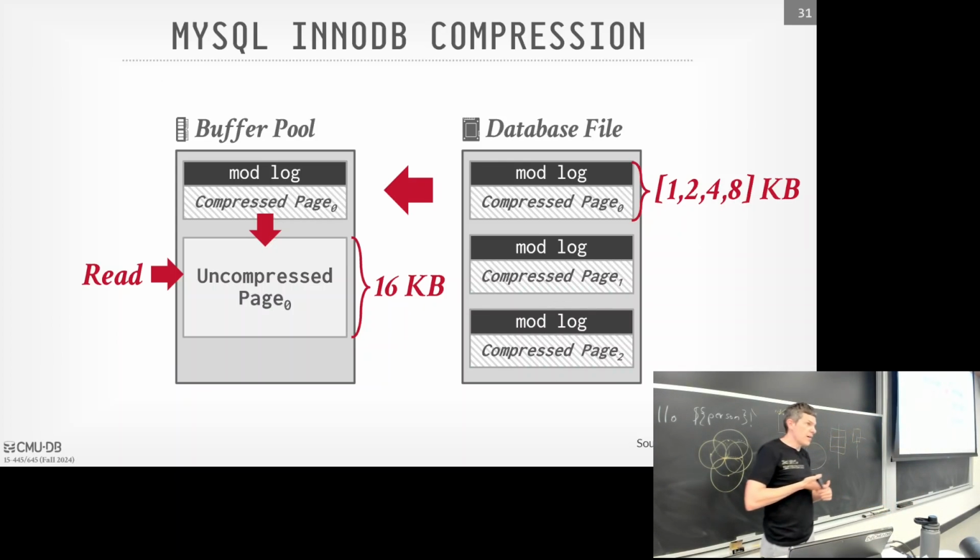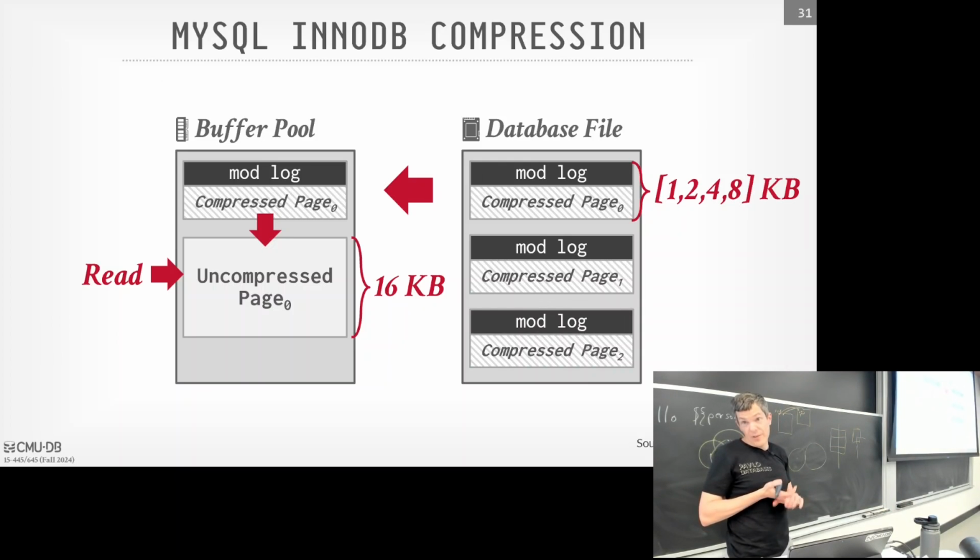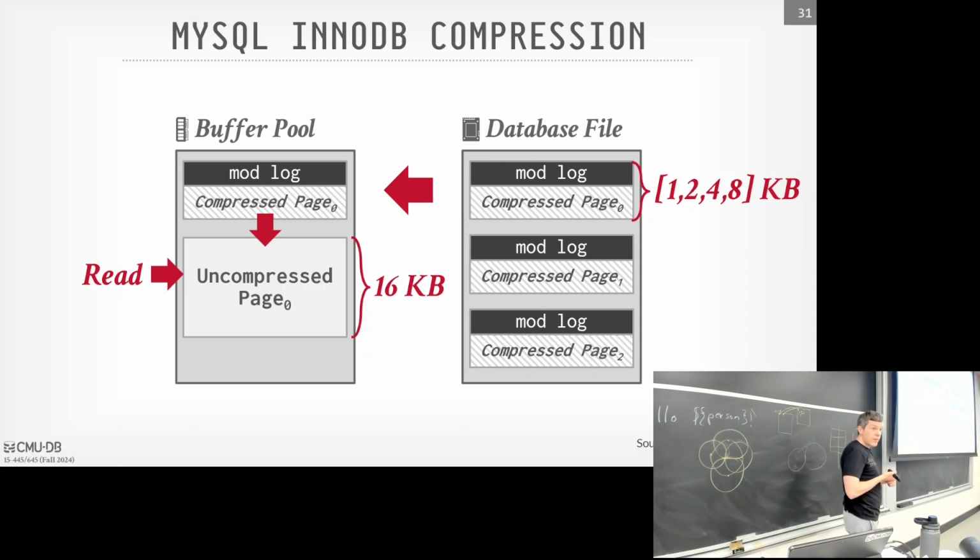Anybody else why it's a bad idea? I actually think it's a good idea, right? My Postgres can't do this, right? My disk size is smaller. The data I'm fetching in is now smaller. I'm getting more bang for the buck. I'm getting more tuples for every I/O that I'm doing, right? This is a good idea.